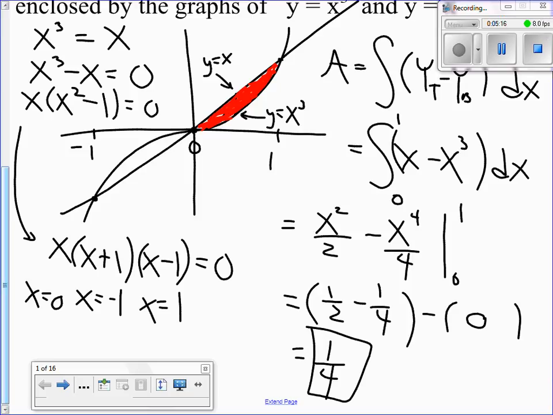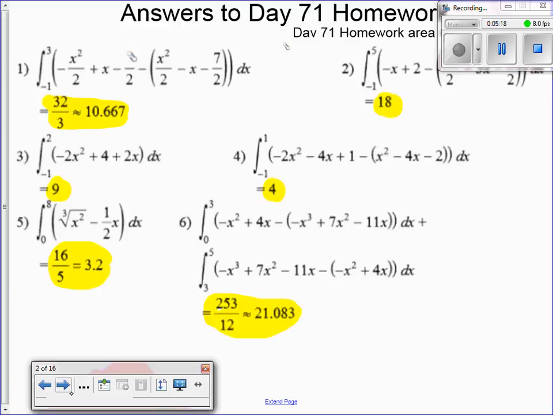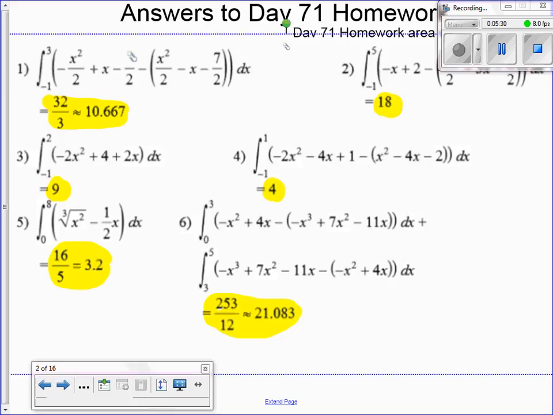Alrighty. As far as the homework goes, I did put the answers really tiny on the back if you turn your paper so you can check your work. Check that you set up the intervals. Okay. What? You don't have them?